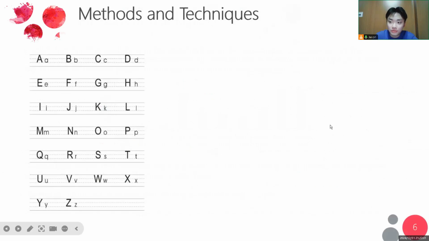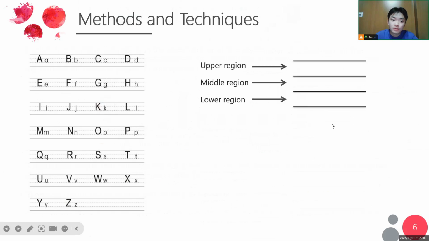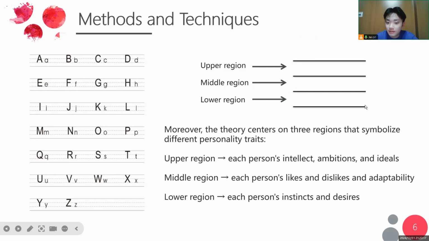And okay, that's into the rationale. This is a four-line grid that we always learn in primary school, and the four-line grid creates three regions: the upper region, the middle region, and the lower region. And in the series, they symbolize different personality traits. The upper region is a person's intellect, ambitions, and ideals, the middle region is a person's likes and dislikes and adaptability, and the lower region is a person's instincts and desires.